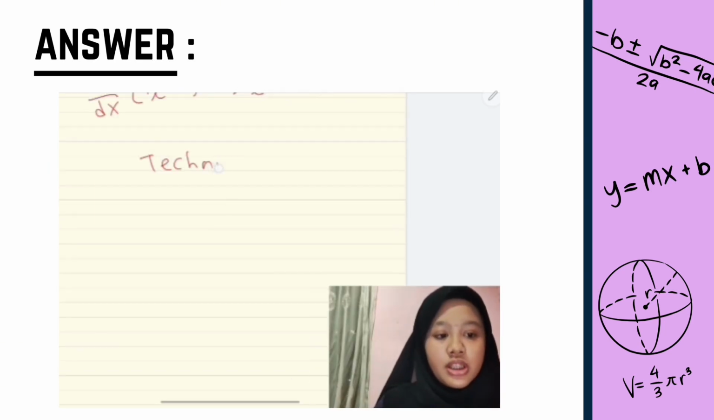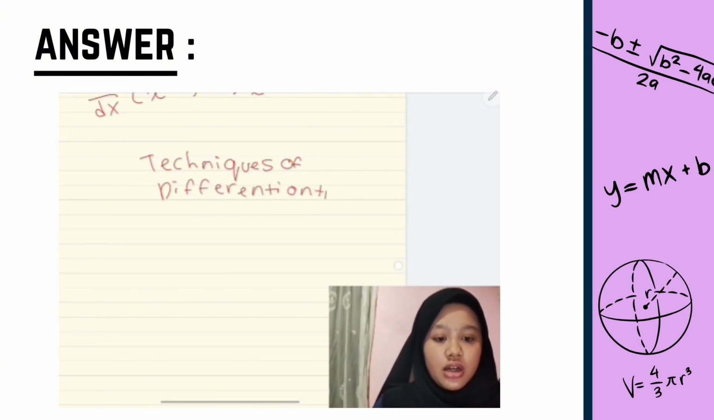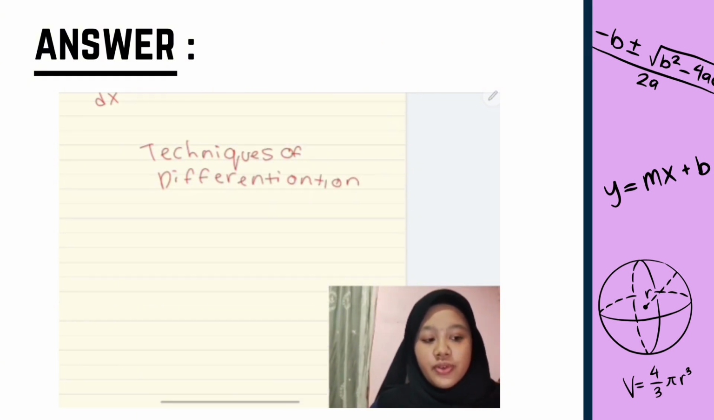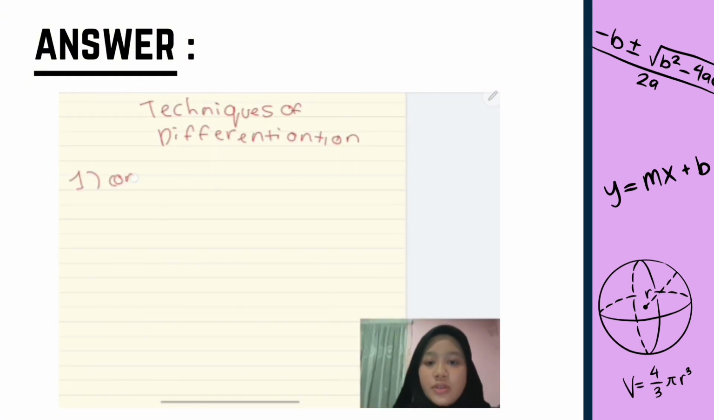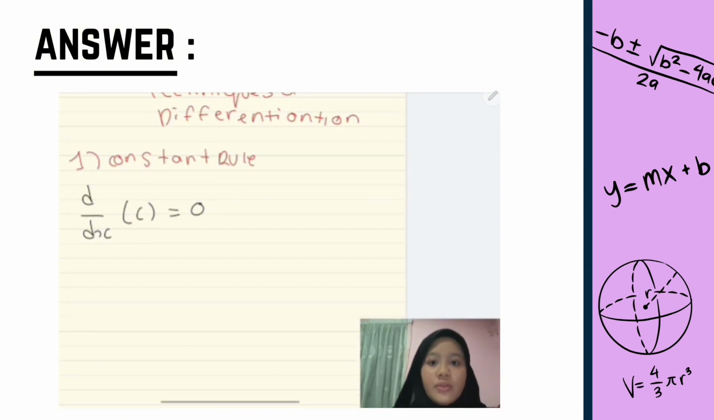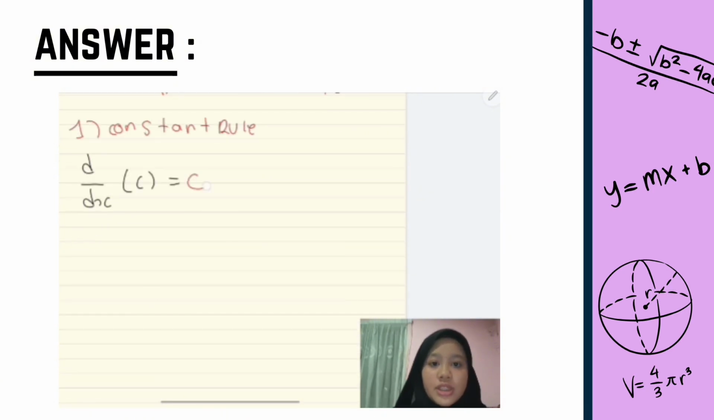So we move to the techniques of differentiation. There are 5 techniques. First, this is the constant rule. Here, d over dx means differentiate with respect to x. The symbol C represents a constant number such as 5, 10, or 0. The derivative of a constant is always 0 because a constant number does not change.